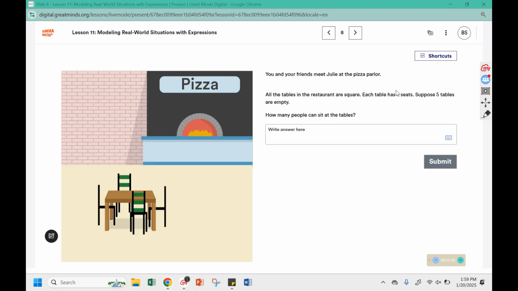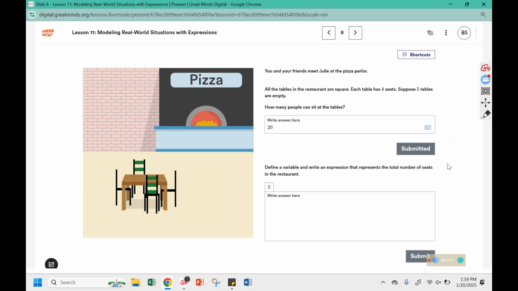Well, if 4 seat around a table and there are 5 tables, 4 times 5 would be 20 people can sit at those. Then it says define a variable and write an expression that represents the total number of seats in the restaurant.